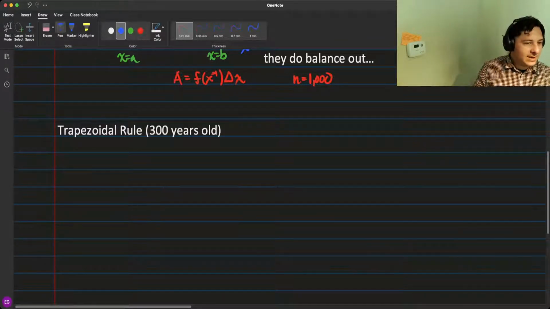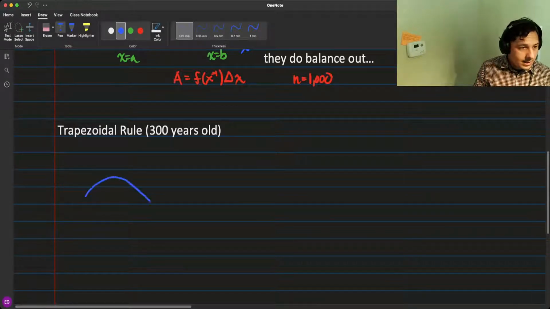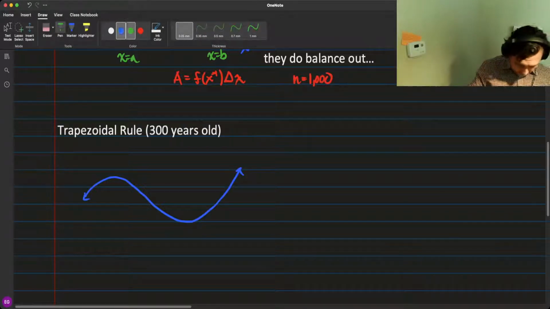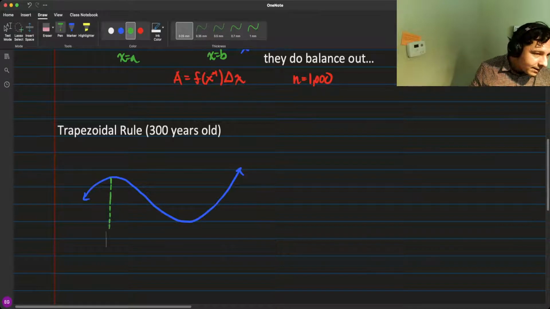So let's say that you have your function and it looks like this. And you want to integrate from here to here.